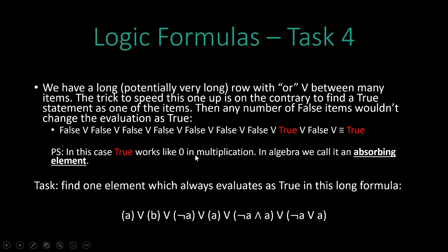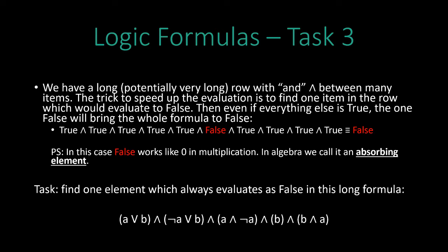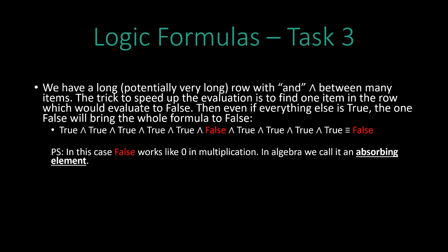So similarly to the previous task, the task here is to find one element of these which would always evaluate into true. And then you can say, hey, I don't care about the rest. I know that this will always be true, because the one true will eat up all the other falses, because we have the ORs in between, right? So maybe I said it too fast, and maybe it's slightly confusing. I will show it again when we have the solutions. So don't worry about tasks 3 and 4 too much, but if you can get it, that's great.